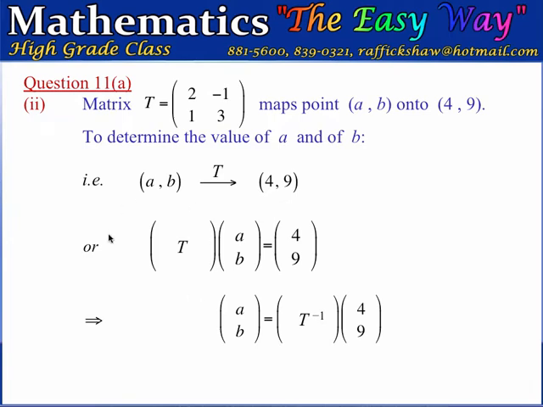And then the identity matrix multiplied by this matrix AB would be equal to the matrix AB, because the identity matrix multiplied by any matrix will be equal to that matrix. And so to calculate the value of A and B, we need to carry out this multiplication, T to the minus 1 multiplied by the matrix 4, 9. So let's go down and show that calculation.